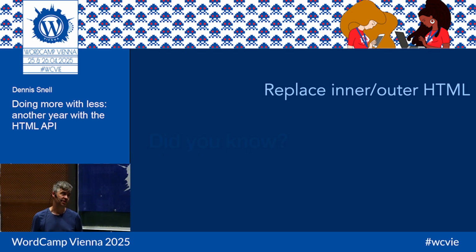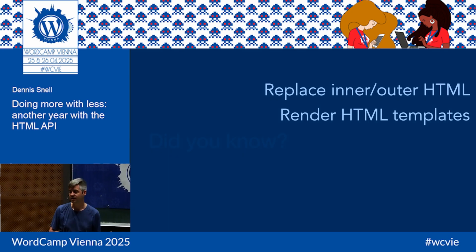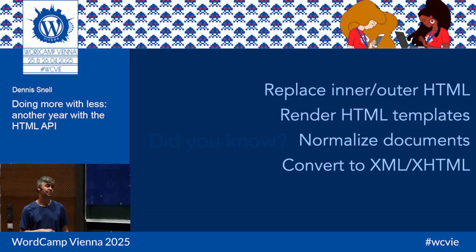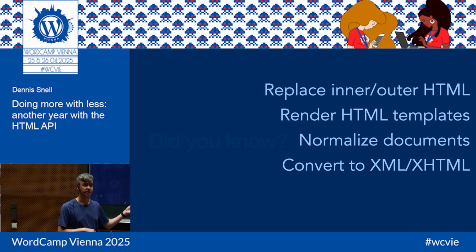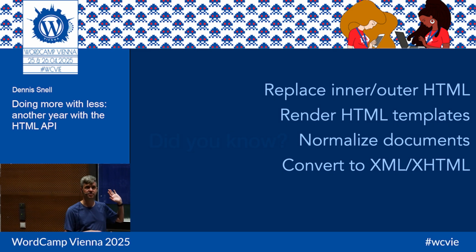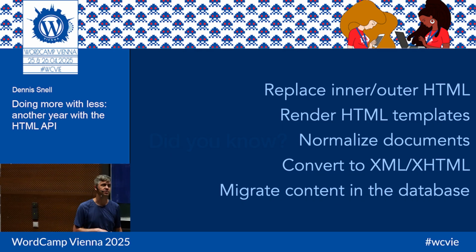Did you know that the HTML API in core, for some number of months now, has been able to change the inner and outer HTML of a document? It's able to render HTML templates in a safe way. It's able to normalize documents so that you get everything all proper and escaped and all tags are there, no overlapping or missing tags. You can use the HTML API to create actual XML or XHTML. If you have ever had to work with existing WordPress conversion to XML, it's scary. And you can read block attributes on the server and do things like migrate old block markup in the database.